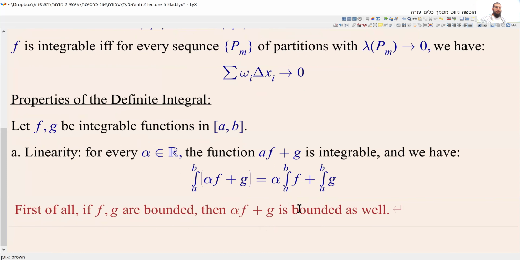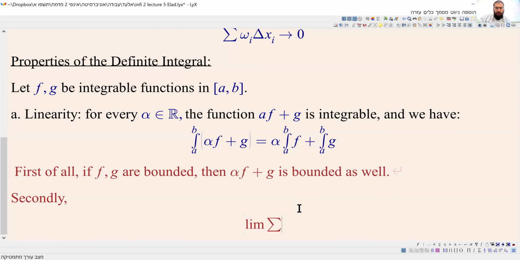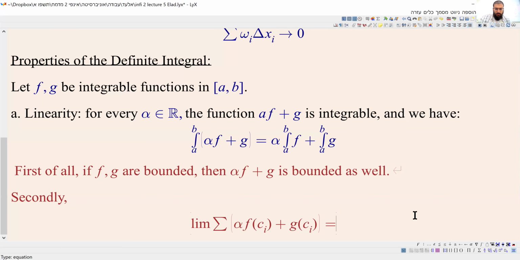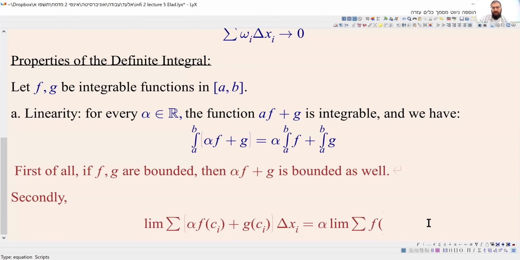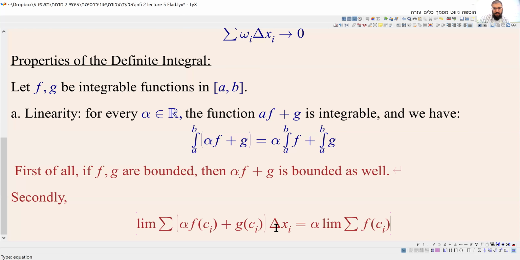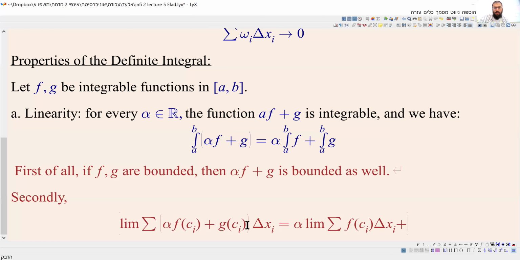Well, secondly, looking at the Riemann sums, if you look at the limit of the Riemann sum of alpha f plus g at some point ci, both the sigma operation and the limit operation are linear, meaning that we can put alpha outside, and we get alpha times the limit of f(ci) delta xi plus the limit of g(ci) delta xi.